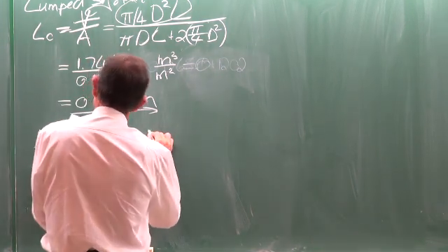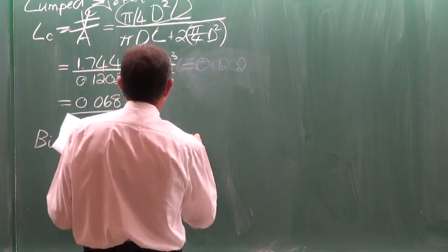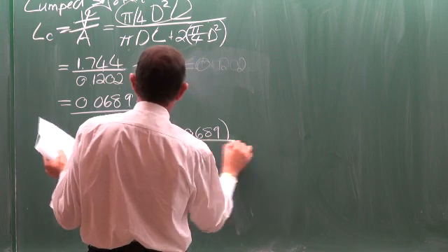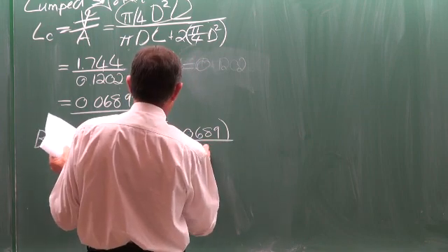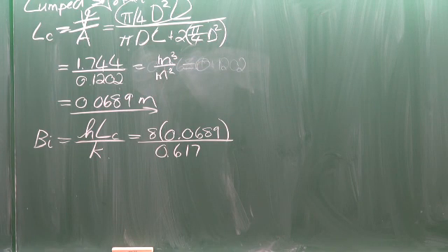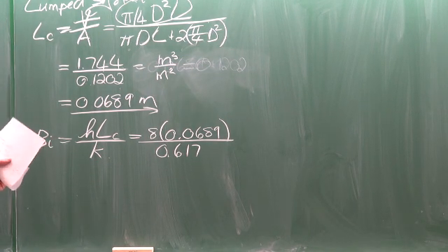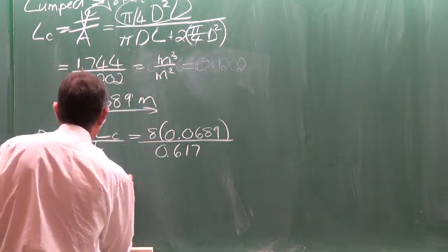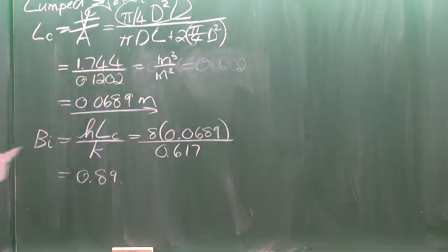Okay, and the heat transfer coefficient is equal to 8. The characteristic length is equal to 0.689 divided by the thermal conductivity, which is equal to 0.617. And the Biot number would be equal to 0.89. Okay?